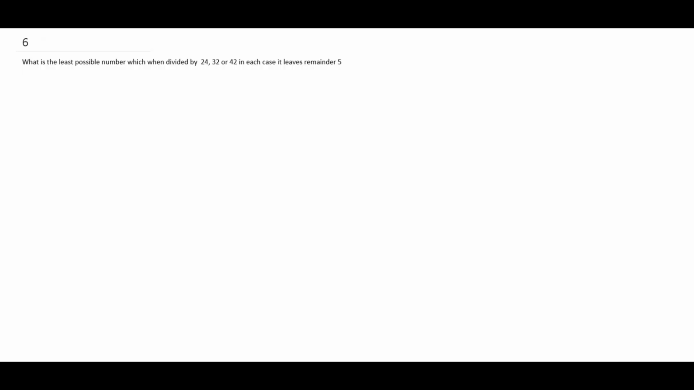What is the least possible number which, when divided by 24, 32 or 42, in each case leaves remainder 5? Again, let that number be capital N. It can be written as 24 Q1 plus 5. Similarly, N can be written as 32 Q2 plus 5 and N can be written as 42 Q3 plus 5.